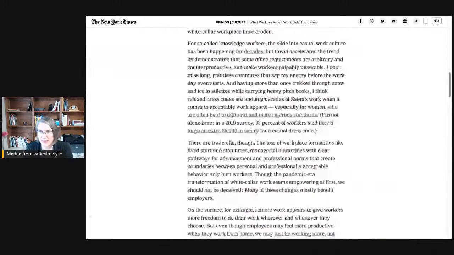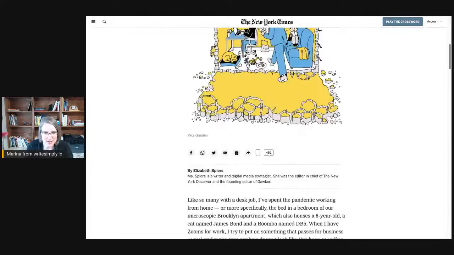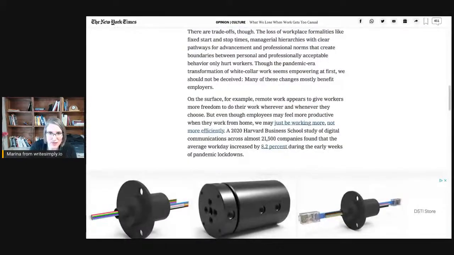Okay, and again, at the beginning, what we lose when work gets too casual. So that is the underlying theme is loss. So the trade-off, there are trade-offs. Loss of workplace formalities with fixed start and stop times, managerial hierarchies with clear paths, and professional norms. So throughout this article, she takes those three items and gives reasons for her opinion.